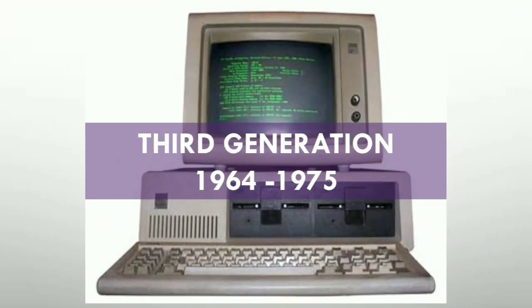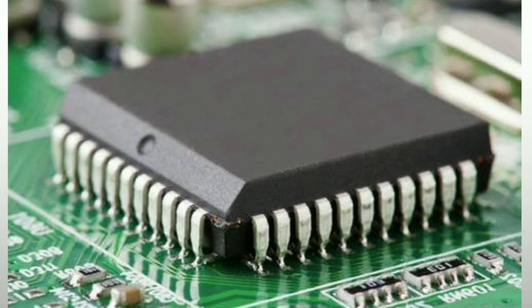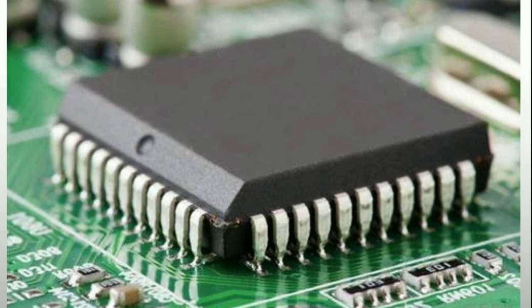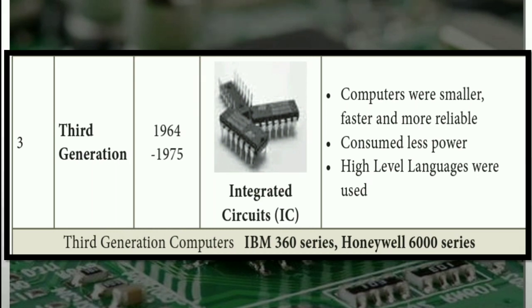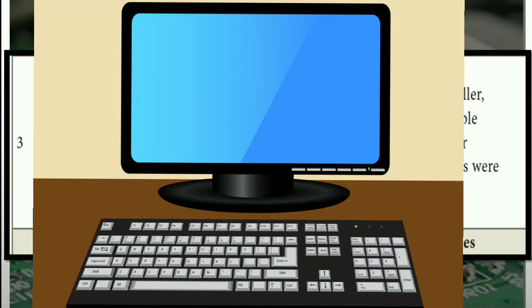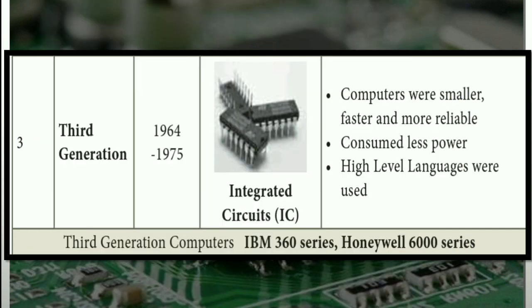It was during 1964 to 1975. In this generation they replaced the transistor with the integrated circuit, IC. So let us discuss the third generation in detail. It was during 1964 to 75, and the integrated circuit reduced the size of the computer even more, and it was faster and more reliable. This generation introduced the monitor and keyboard, and they also used high level languages to execute programs.